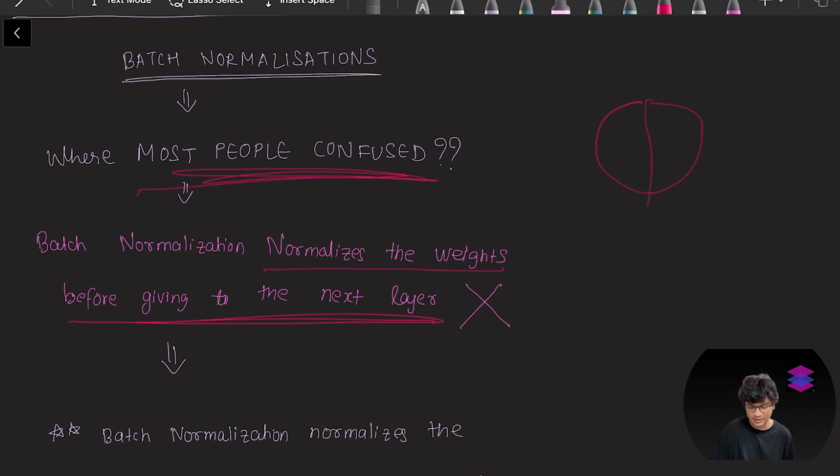I told you earlier, right. Every neuron will have some kind of a summation, some bias, and some activation function. So whatever weights this neuron is getting, batch normalization does not normalize these weights. After the activation function and before giving it to the next neuron, it actually normalizes the set of activation function results that you have.